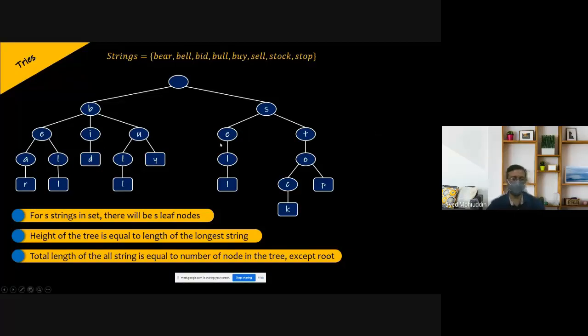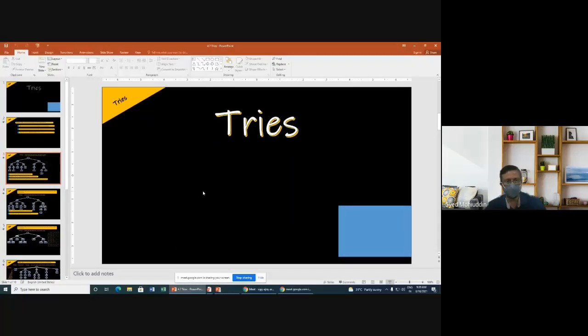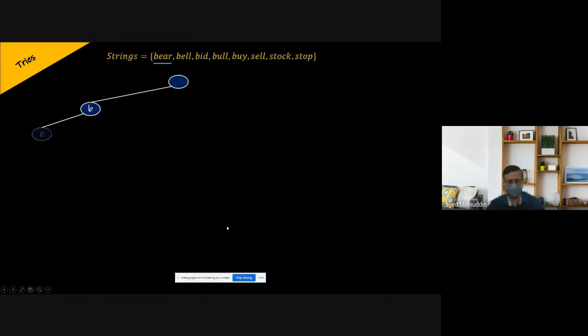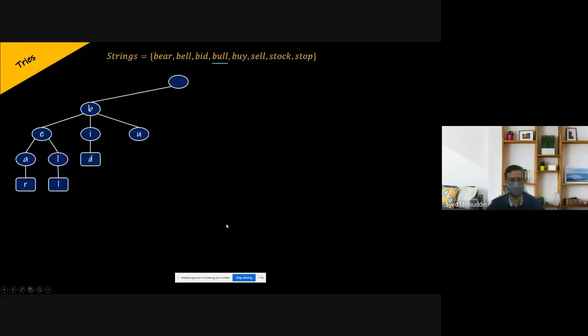The other thing is the total length of all strings, that is beer is 4, bell is 4, so it's 8, bid is 3, 9, 10, 11, and so on. Actually, this statement is a little vague here, so I'm just not going to take up this part. Let us delete this part. Anyway, there are 2 things we can observe here for tries.